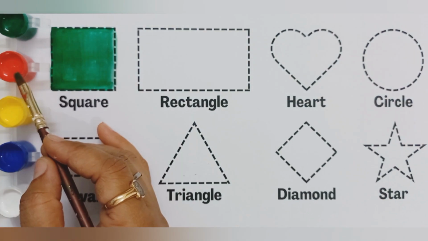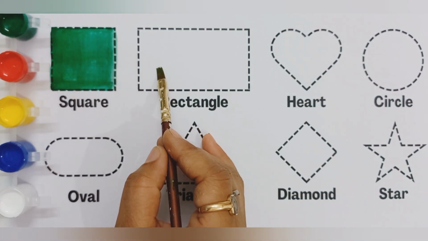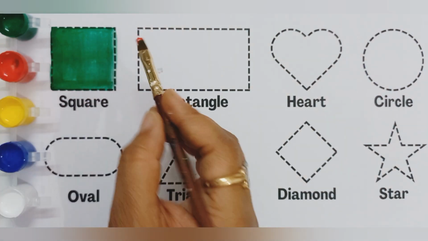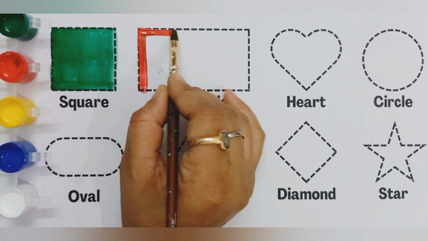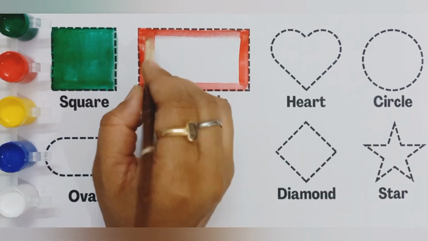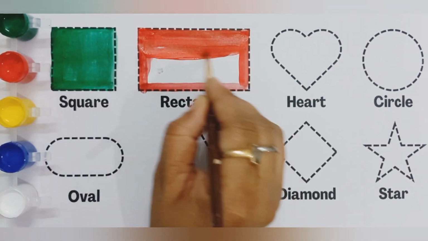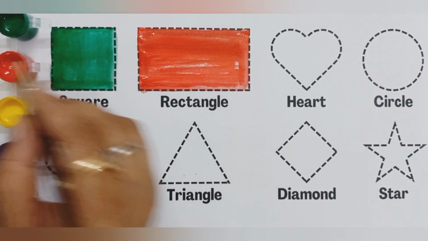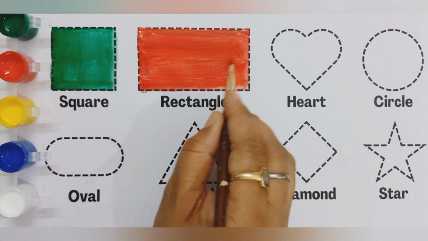This is red color and this is rectangle shape. Now we are going to fill the rectangle shape with red color. This is red color rectangle shape.